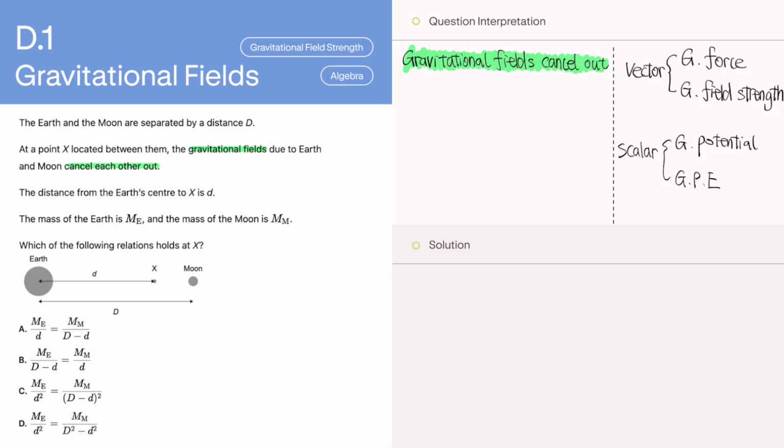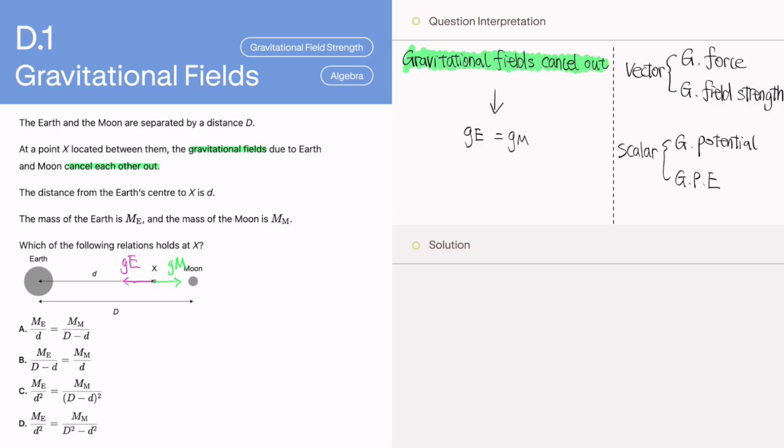Now let's label the field strength on the diagram. The Earth field strength points left. The Moon's field strength points right. They are equal in magnitude and opposite in direction, and this gives us gE equals gM. The gravitational field strength of the Earth equals the gravitational field strength of the Moon.